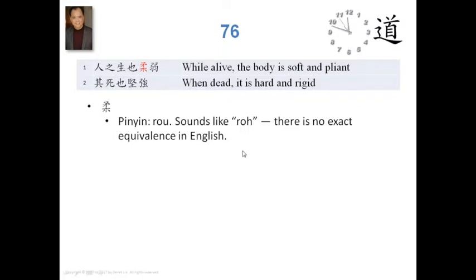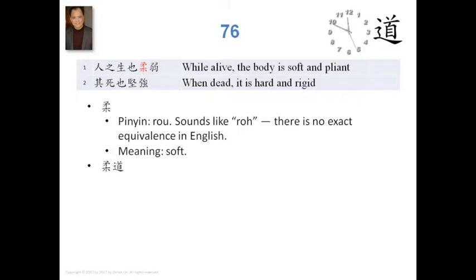So what does it mean? Simple. It's only got one meaning, and that is soft. So this is one of those cases where it is not true that every character in Chinese has multiple definitions. This one has just the one. And you can say, well, what about the synonyms of soft? Okay, well, those can be the same definition as well, but it's the same thing.